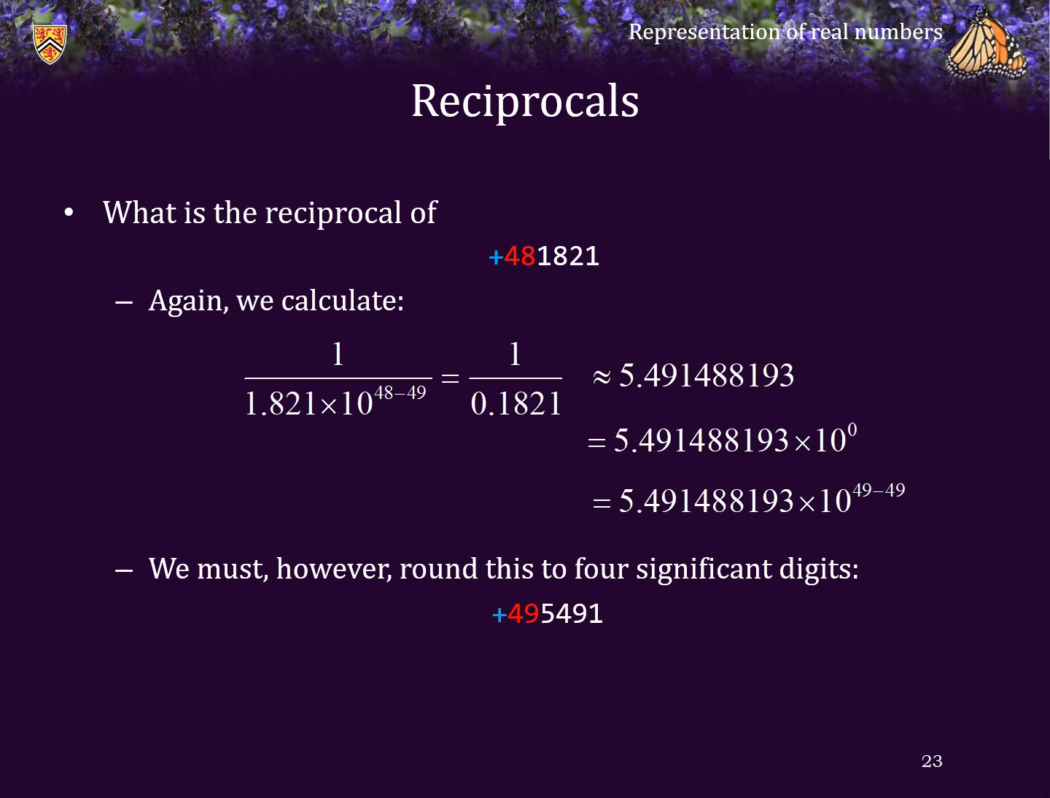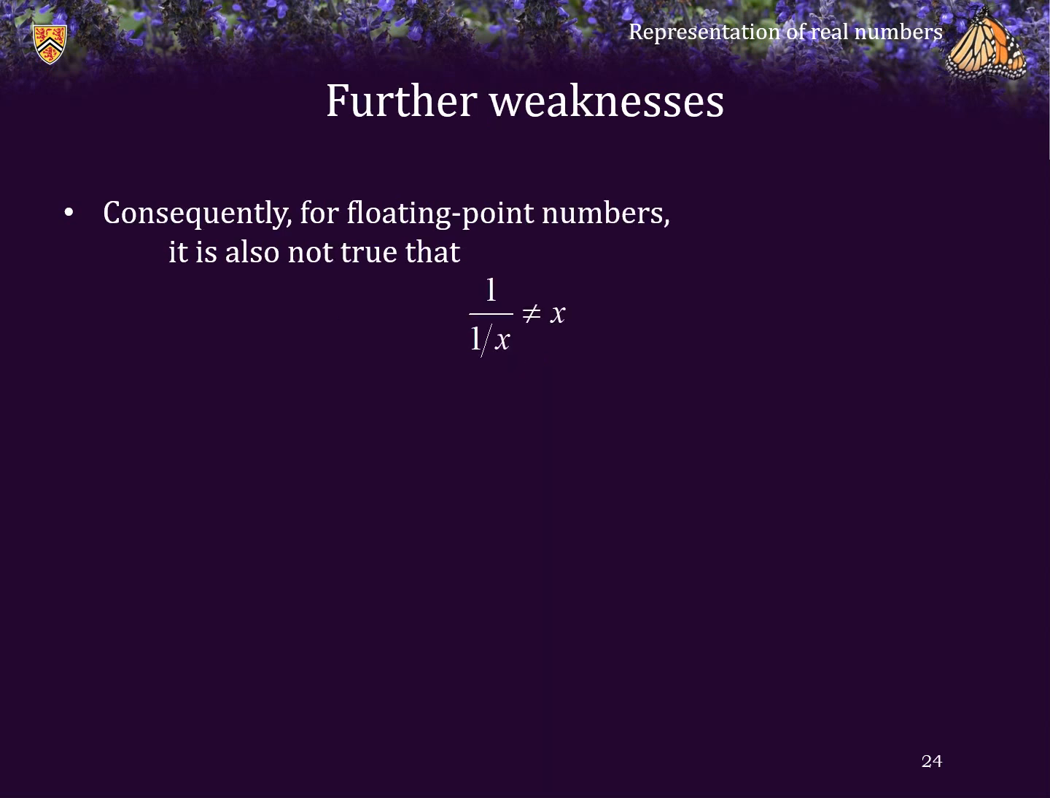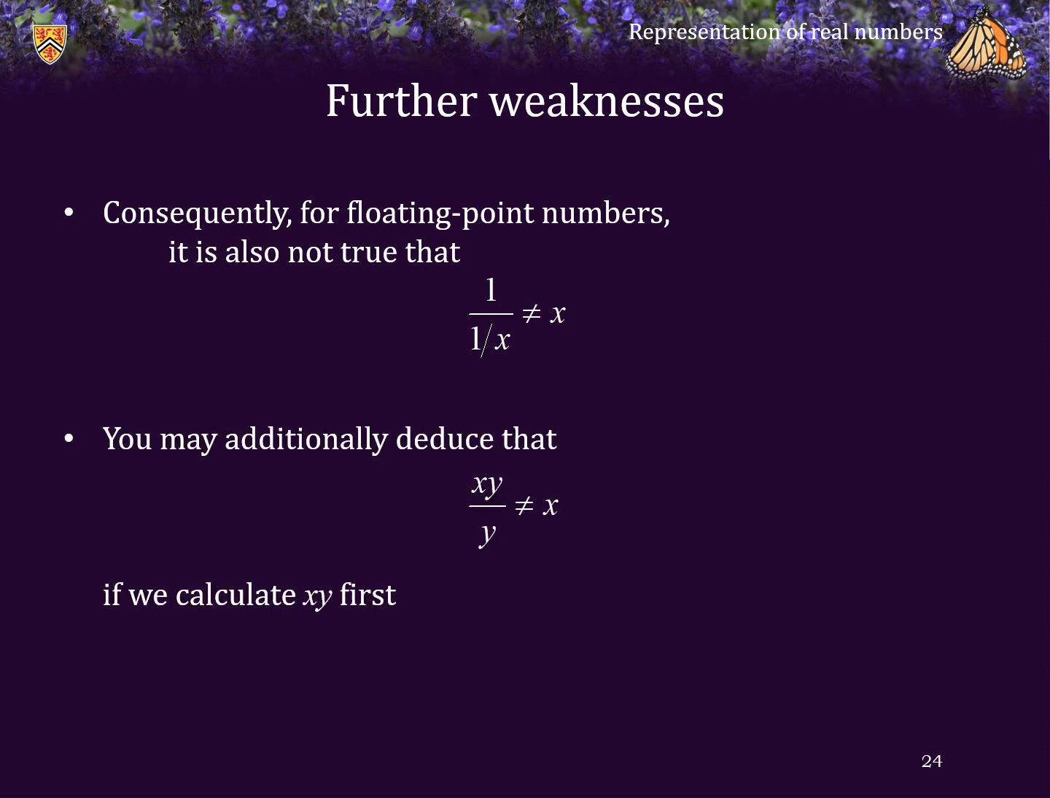Now, wait a second. If you go back to the previous slide, you'll notice something interesting. The number above was calculated as the reciprocal of 5.492. Thus, we have another weakness with floating point numbers. It is not necessarily true that the reciprocal of the reciprocal is equal to the original number. You may deduce from this also that if we calculate a product, x times y, and divide that result by y, that may not actually end up being equal to x.